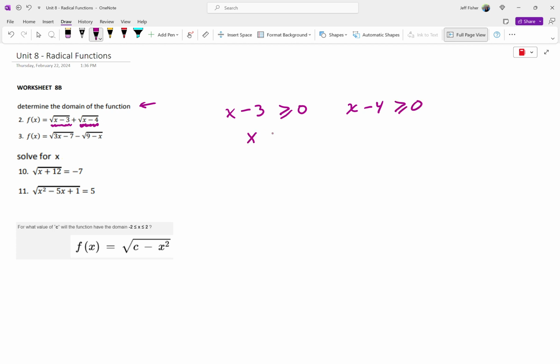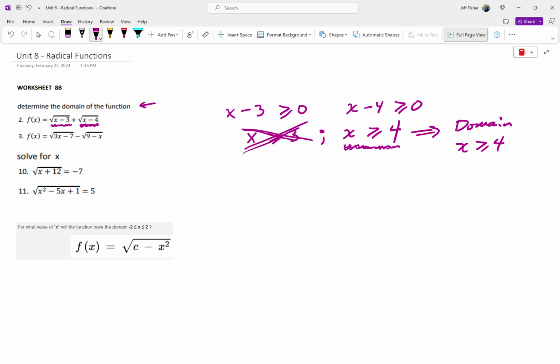So that means x has to be greater than or equal to 3, and x has to be greater than or equal to 4. Well, if x has to be greater than or equal to 4, then it can't be 3. So this particular solution, x greater than or equal to 3, is trumped by x greater than or equal to 4. And so this becomes our domain. Our domain is all values of x where x is greater than or equal to 4.